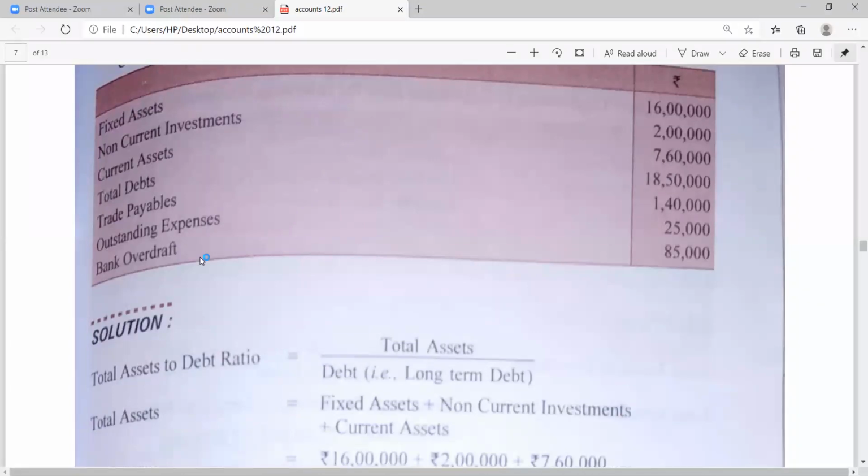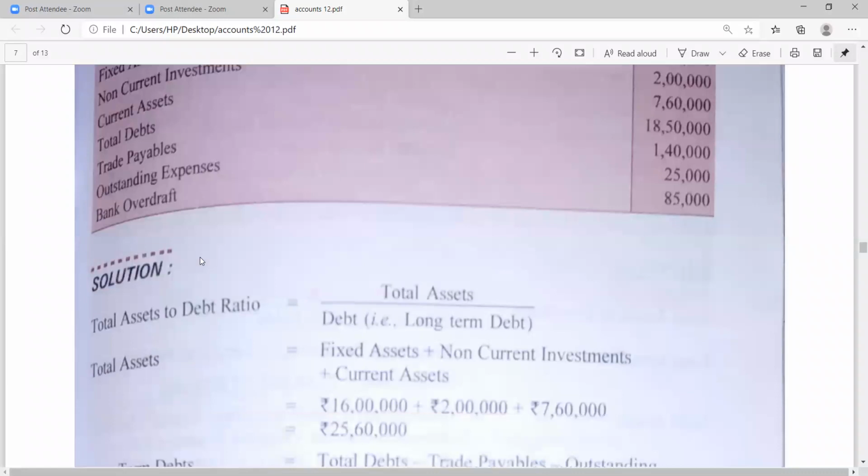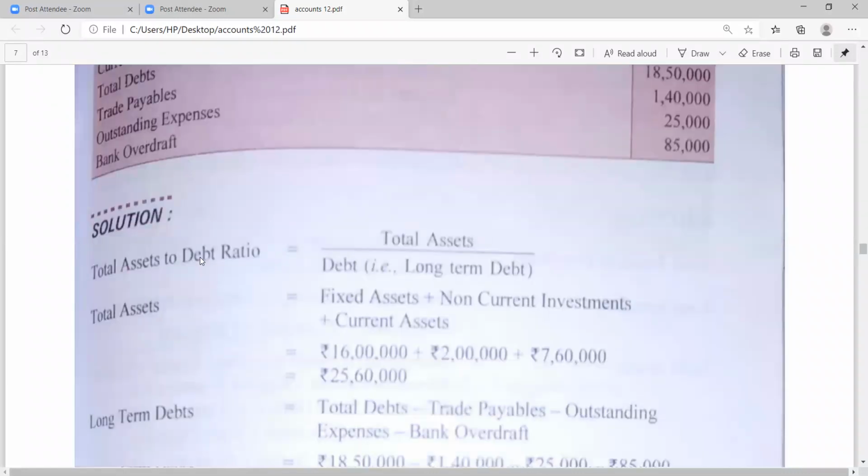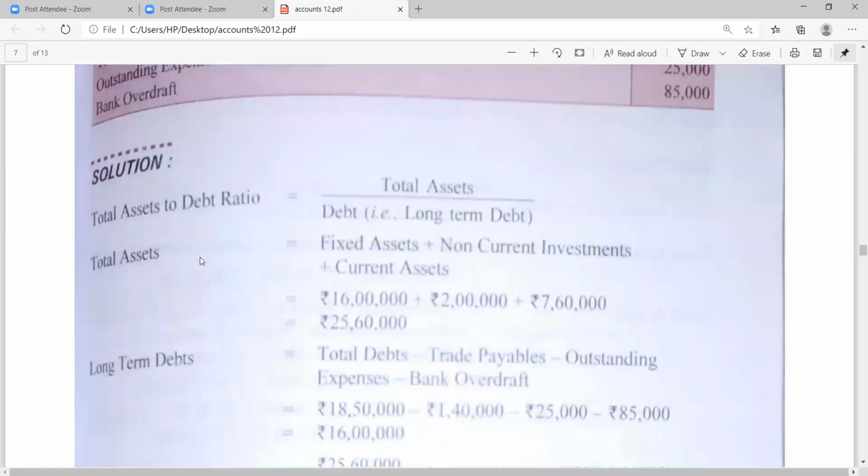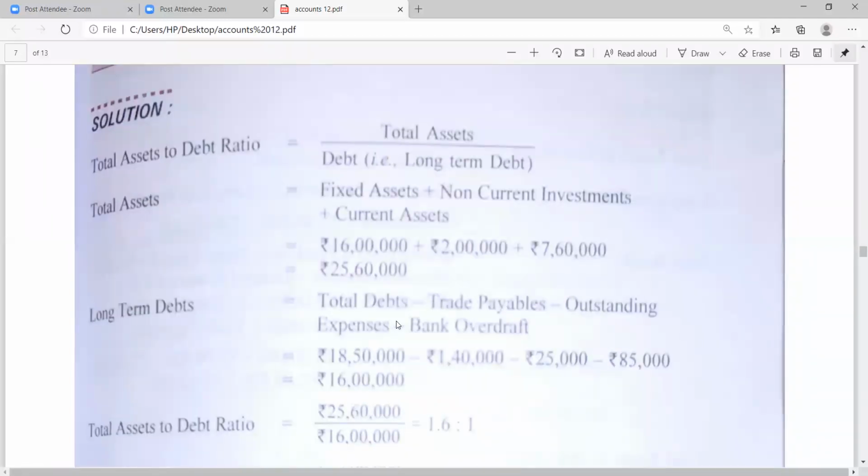Now how to calculate? We have to write the formula first of all. Our formula is total asset to debt ratio. Now, total assets are all the fixed assets, non-current investments and current assets. By adding all these items, we will get our total assets value, that is 25 lakh 60. Now, if I talk about the long-term debts, long-term debts are to be calculated as total debts minus trade payable minus outstanding expense minus bank overdraft, because we have to calculate the long-term debt.